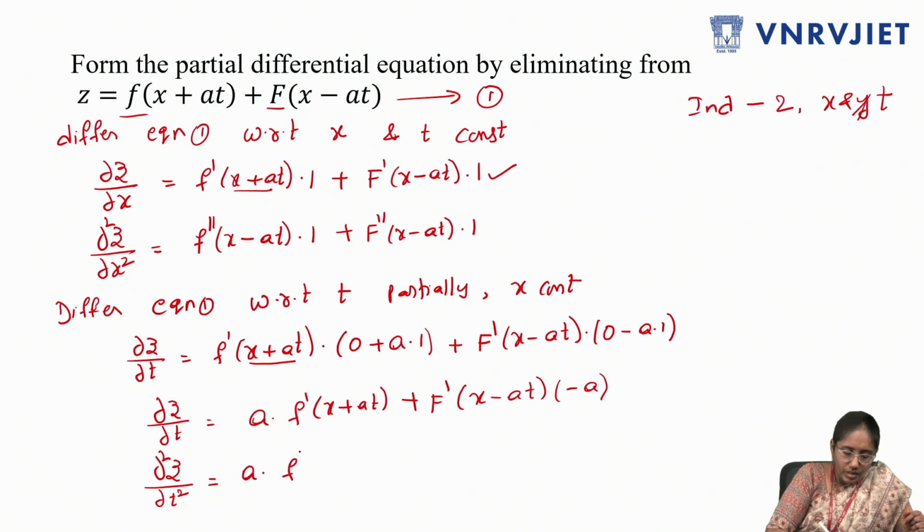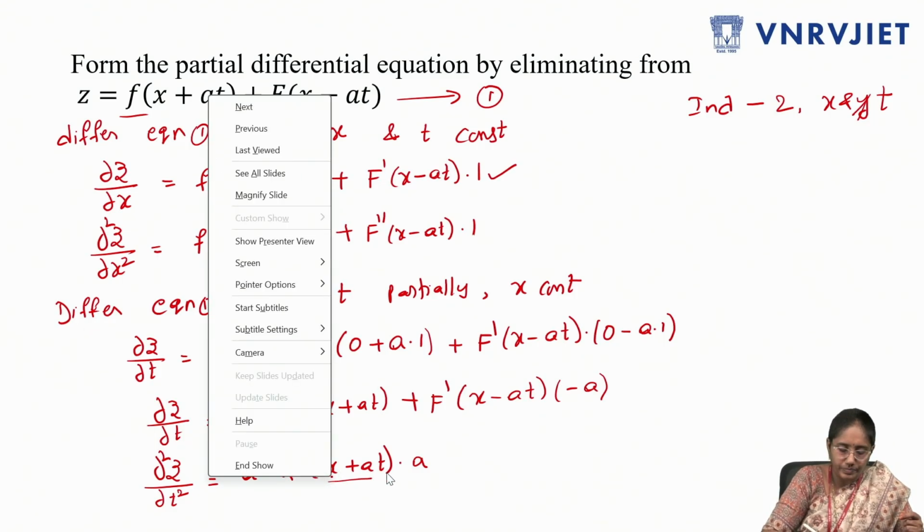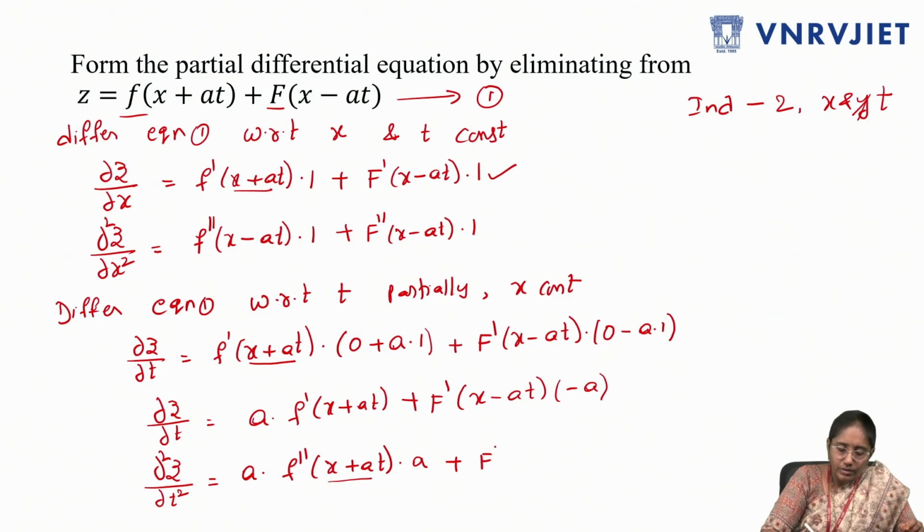a into derivative of f' is f''(x + at) into derivative of the inner function x + at, which is again a, because we are differentiating with respect to t, x is a constant, 0 plus a into 1, plus derivative of F' is again F''(x − at) into derivative of the inner function. Derivative of x is 0. Derivative of this term is minus a into 1 because with respect to t.